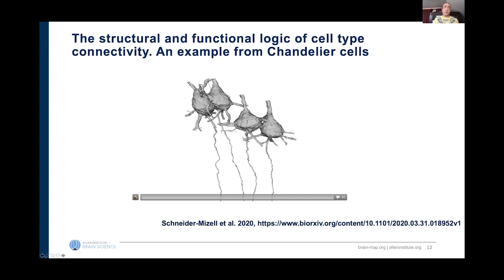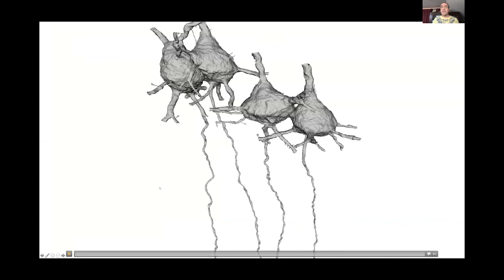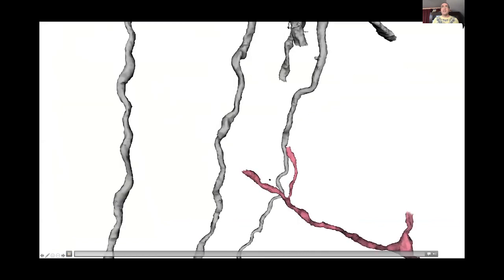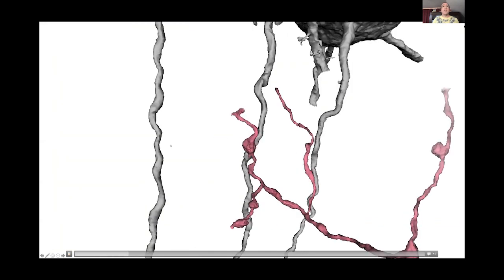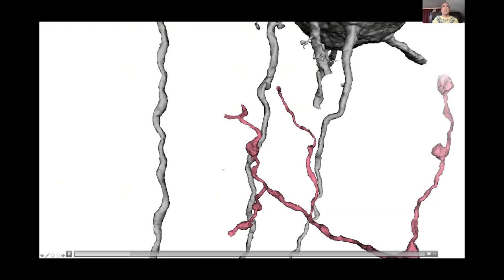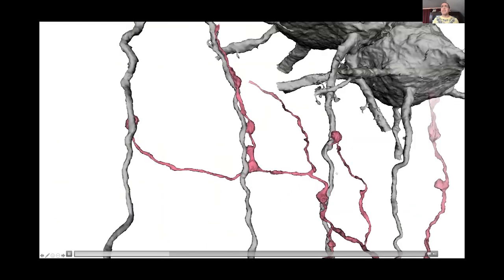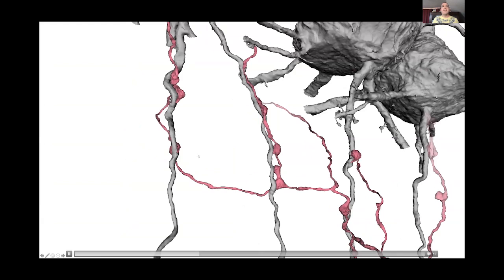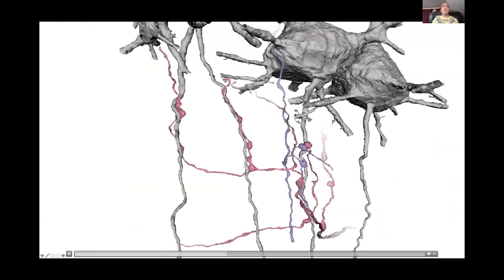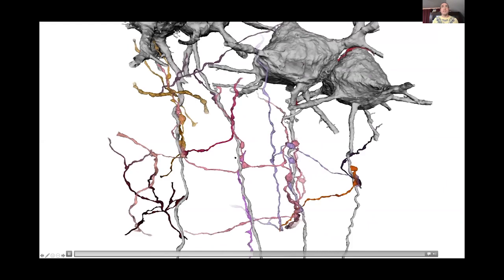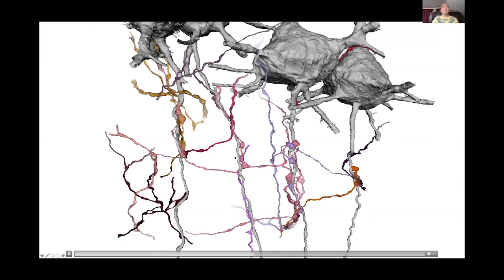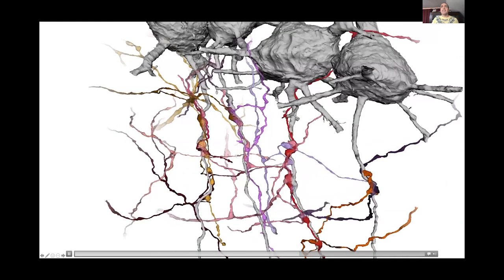And now I'm gonna show you the innervation of these cells by first a single Chandelier cell here in red. You can see it forms synapses with the axon initial segment. And you might be starting to note that some cells receive very few synapses or none. Others receive a lot of synapses. And so what you see now here is not just one, but several Chandelier axons targeting those cells.